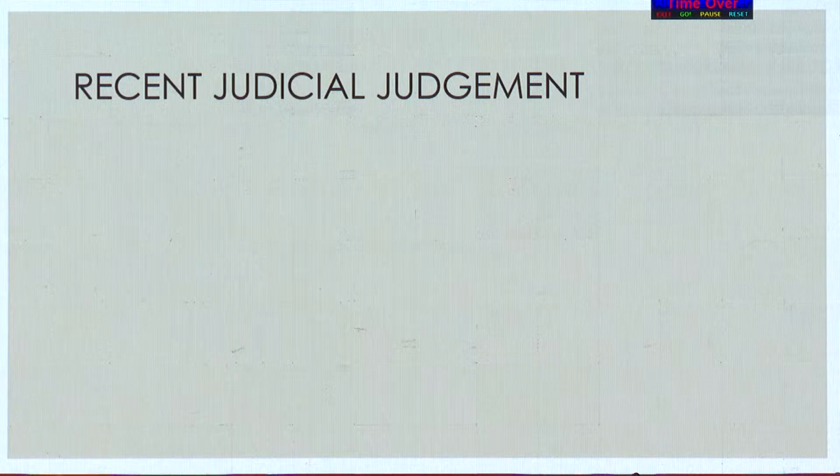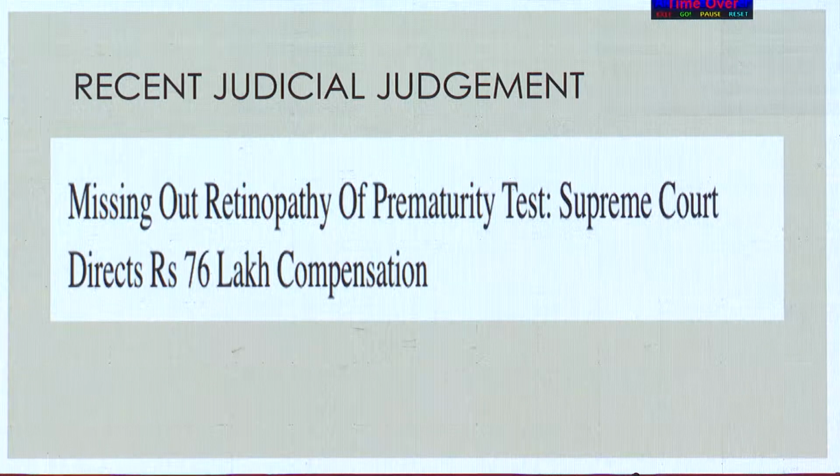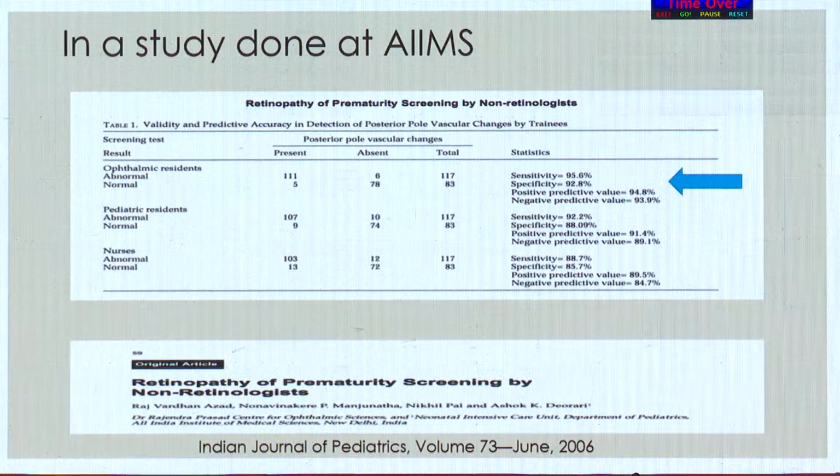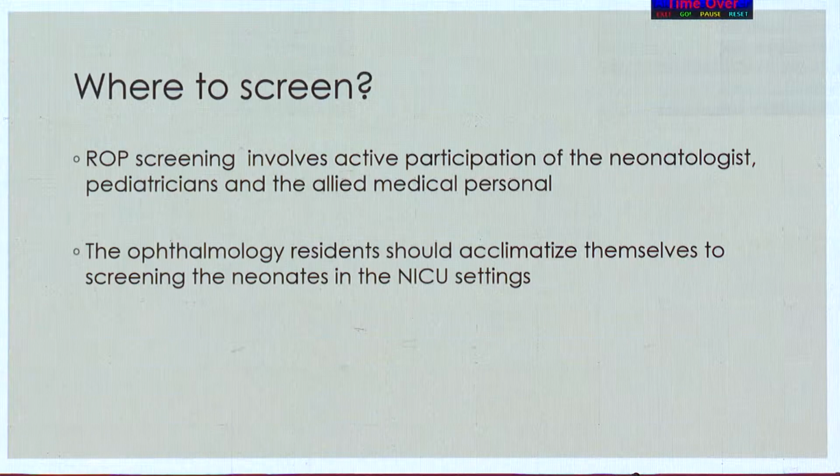We all are aware of the recent judicial judgments where ophthalmologists have been asked to pay as high an amount as this as compensation. In a study done at AIIMS which was published, it was found that not only ophthalmic residents, even pediatric residents and nurses can be trained for ROP screening. So if pediatric residents and nurses can be trained, why can't our ophthalmic residents be trained? They found that the sensitivity and specificity, as you see in the first figure on the right side, is close to about 95%, which is not very much higher compared to the pediatric residents after training, and for nurses it is also very close, 88 to 90%.